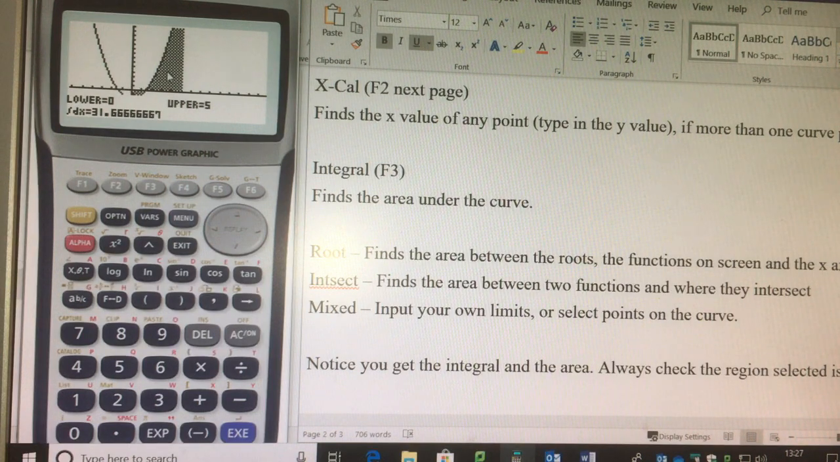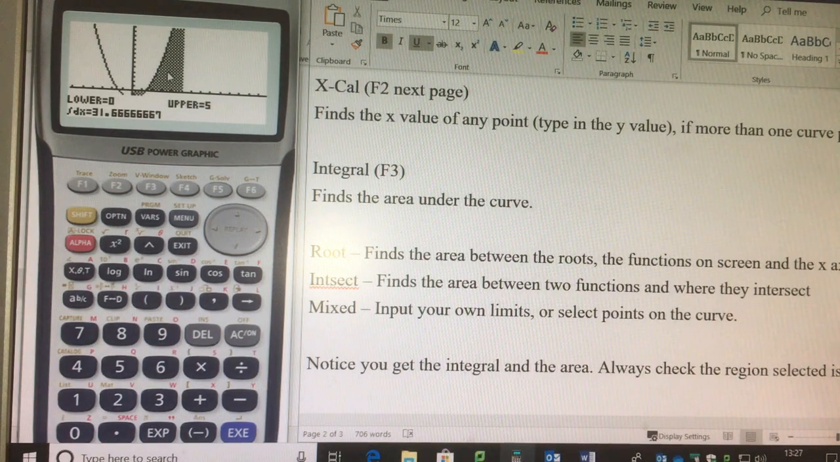You guys all right with that? So area and integral is different. Yeah. You guys all right with that? Cool.